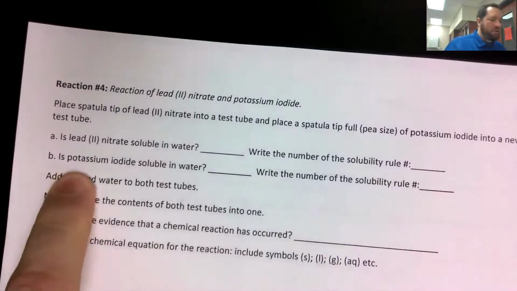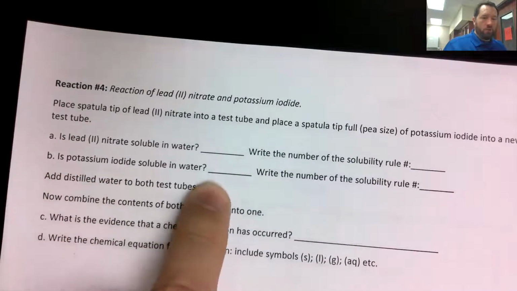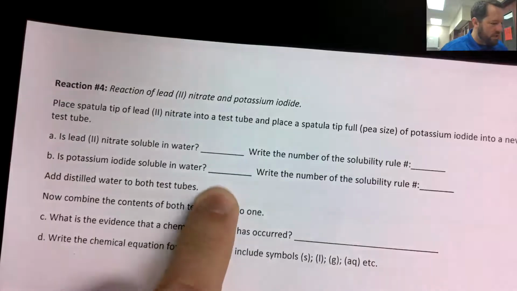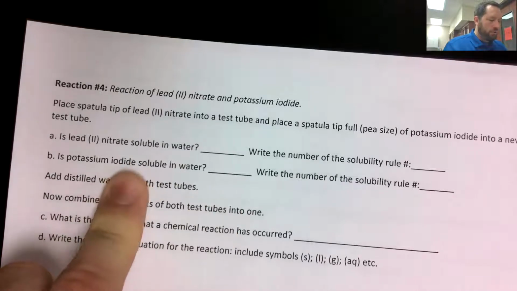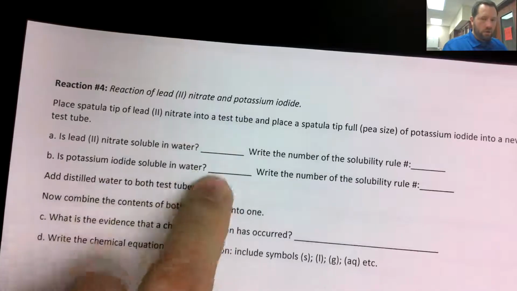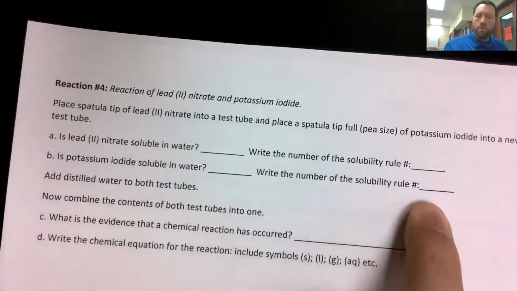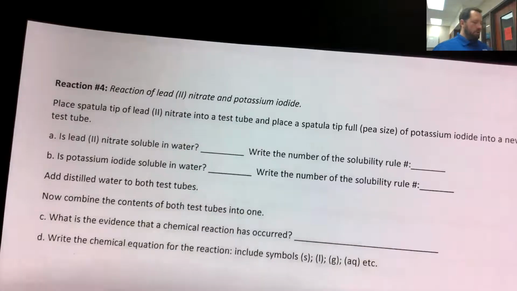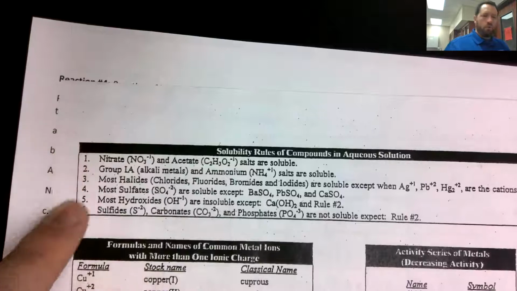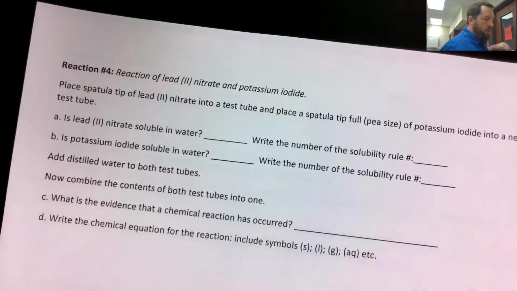How about potassium iodide? Is that going to be soluble in water? So when I add water to these 2 test tubes of salt, will the salts dissolve? That's what this question's asking. Is it soluble in water? Yes or no? And again, tell me the rule number in the back of your periodic table. Got rules 1 through 6. Some of them might have several rule numbers. You might say, well, rules 3 and 6. So just state that number.